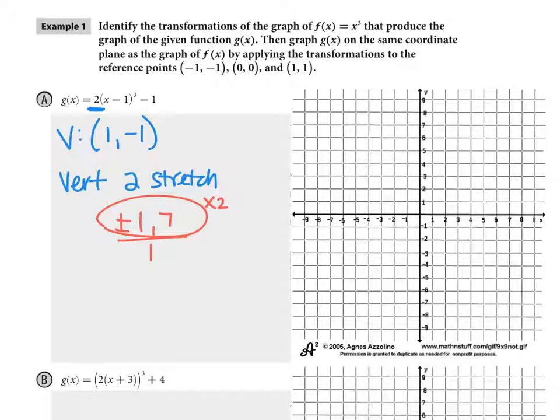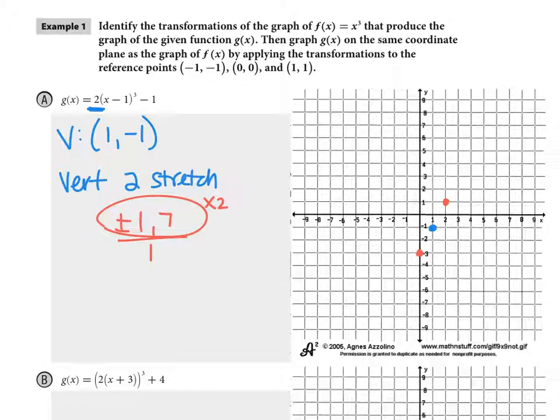So when we go to graph this, same way we did the last time, we're going to start at our vertex, which is 1, negative 1. And I want to go, instead of going up 1, I'm going to go up 2 over 1. And then similarly, I'm going to go down 2, backwards 1.